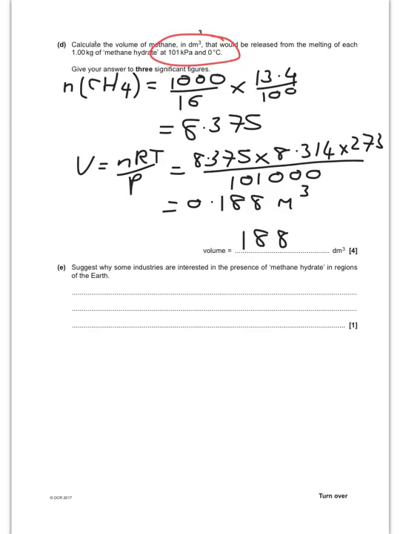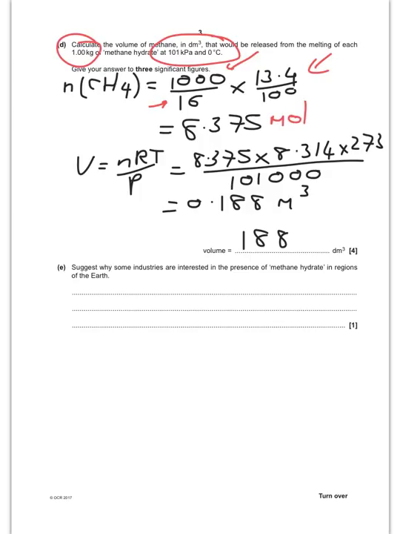You obviously convert the 1 kilogram into grams, which is 1,000 grams. Divide by the molar mass of methane, which is 16. But you need to then times that by 13.4% because only 13.4% of that 1 kilogram is methane. And that gives you 8.375 moles of methane. Not too bad so far.